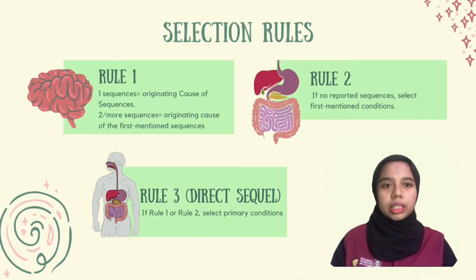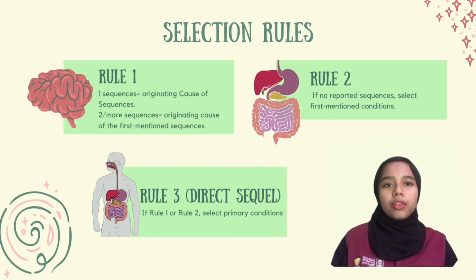There are 3 rules that have been stated in the selection rules. Rule number 1: if one sequence is reported, we should pick the originating cause of the sequence. If there are 2 or more sequences, we should pick the originating cause that was first mentioned.